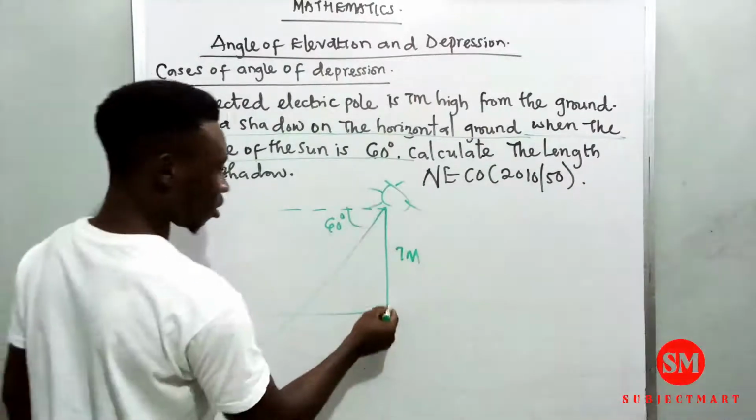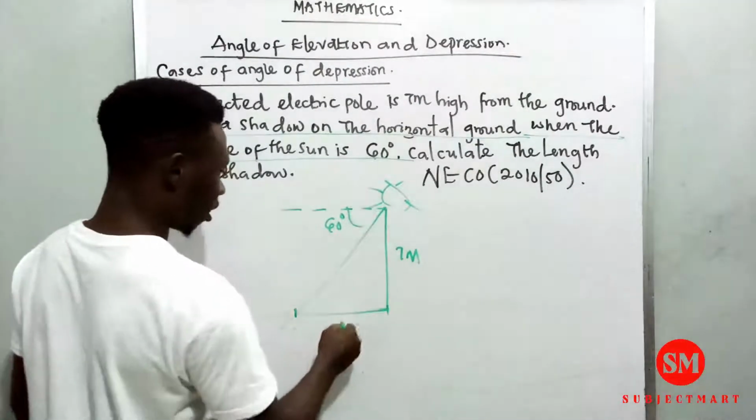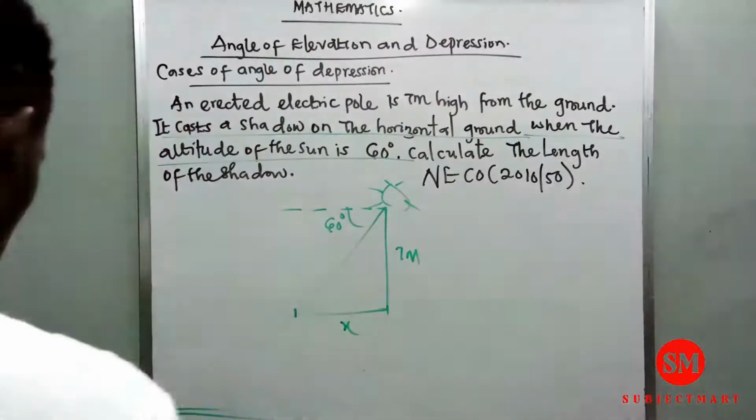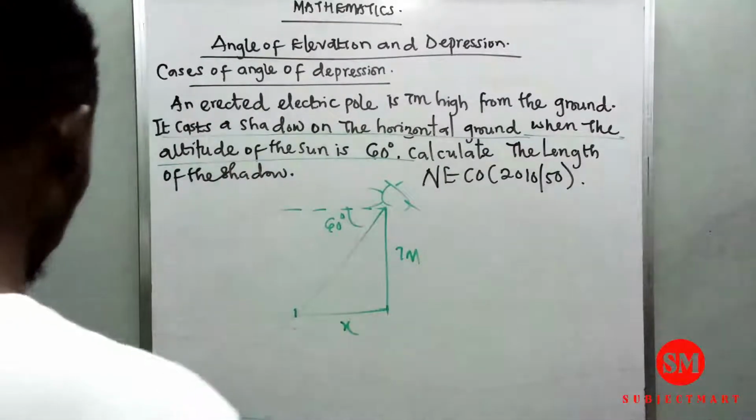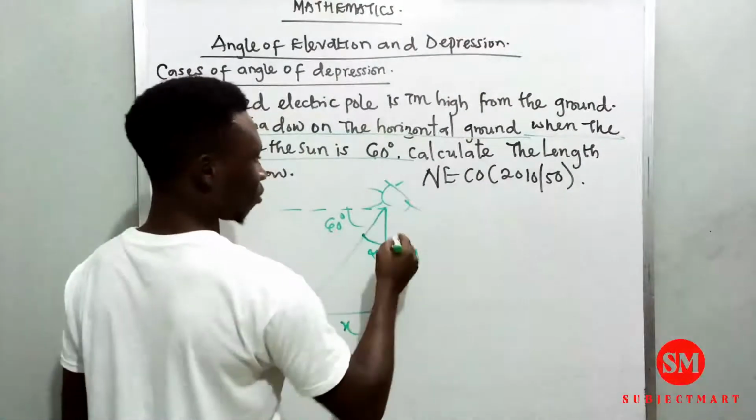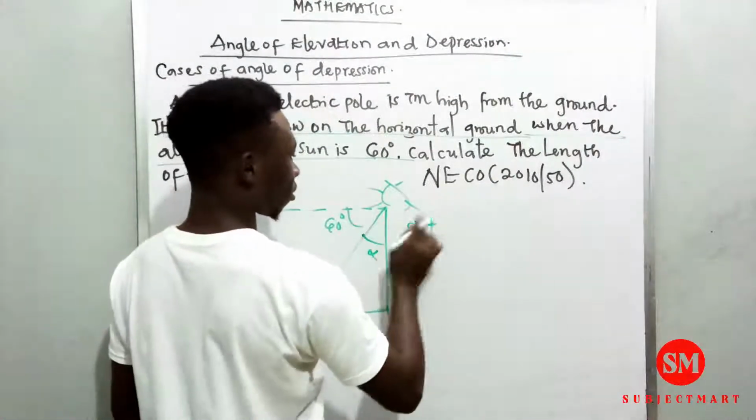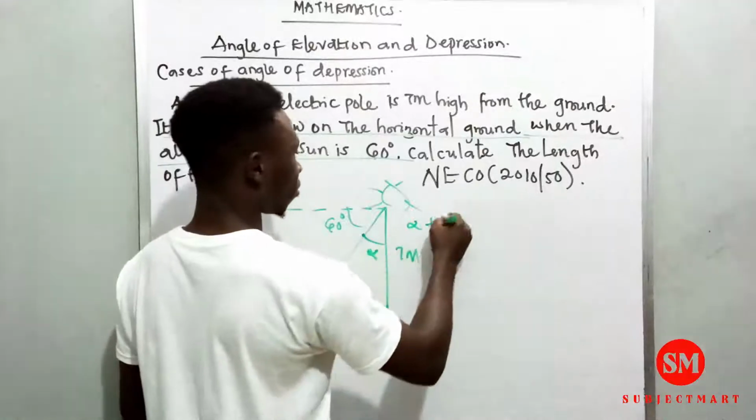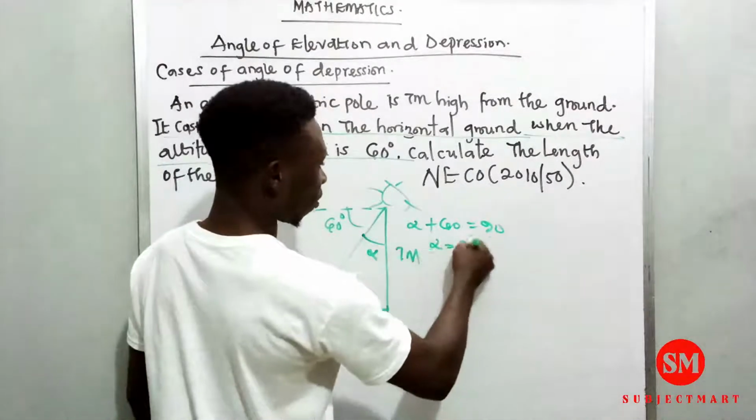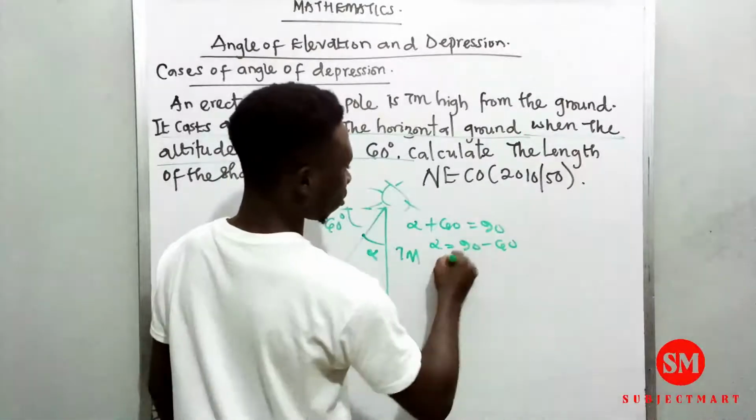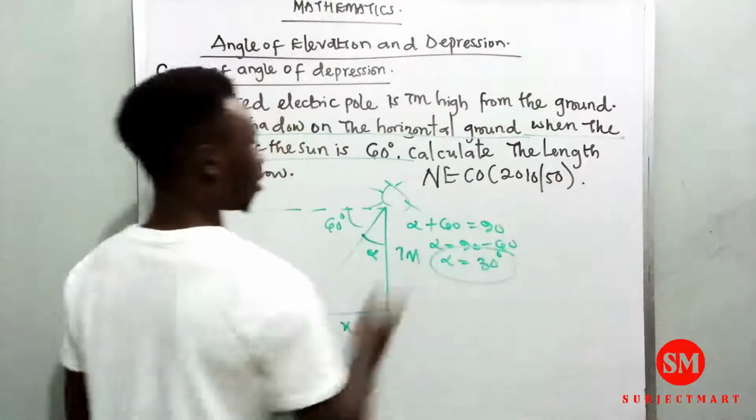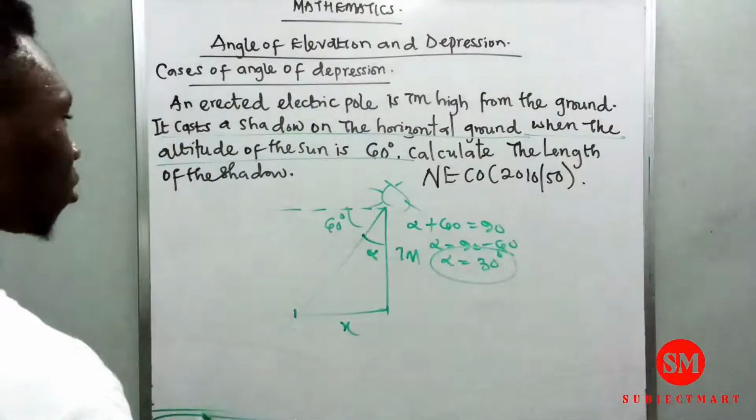So this is the position of the length. Let's call the length X. At this junction, you can use two approaches to solve. You can find this internal angle here to be alpha. Alpha plus 60 is equal to 90 degrees, so alpha is equal to 90 minus 60, which is 30 degrees.